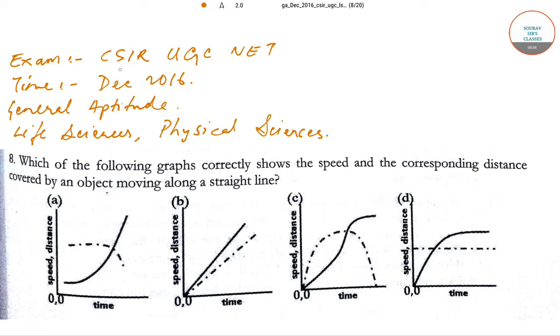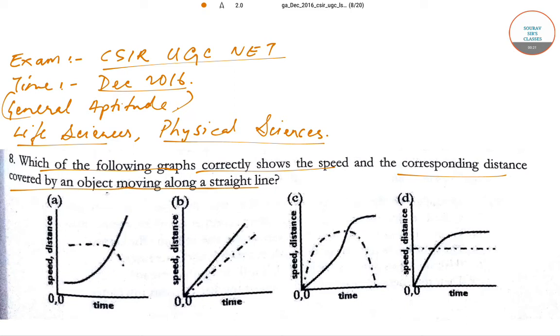Today we'll be solving the CSIR UGC NET questions on the December 2016 paper. We'll be solving general aptitude questions on the life sciences and the physical sciences paper. So let's start off with the question. The question is, which of the following graphs correctly show the speed and the corresponding distance covered by an object moving along a straight line?